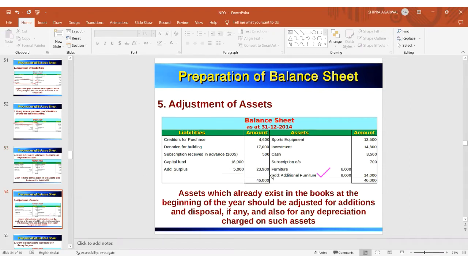Say, for example, we had furniture initially of the value of 6,000, and now there is an addition of furniture. That means we have purchased more furniture of 8,000. So we will just add it here and we'll show it like this. That is initial value 6,000 plus the addition made, that is 8,000. So the total figure comes out to 14,000.